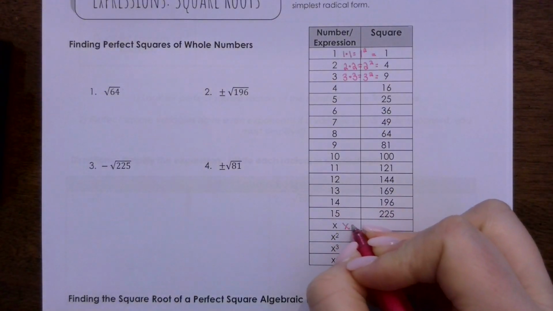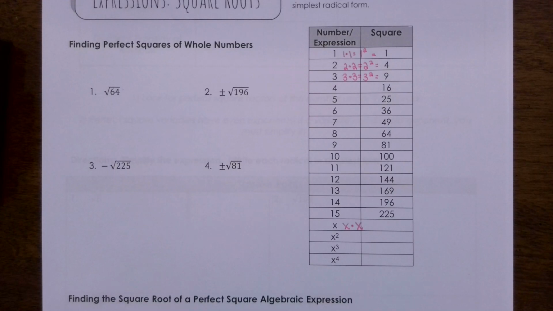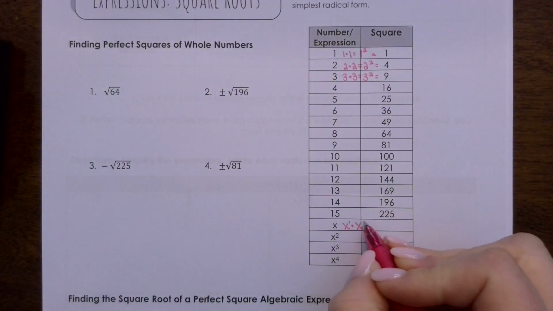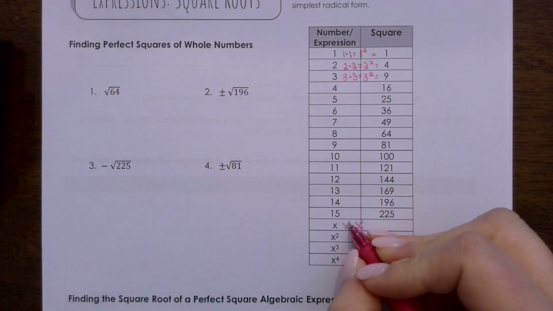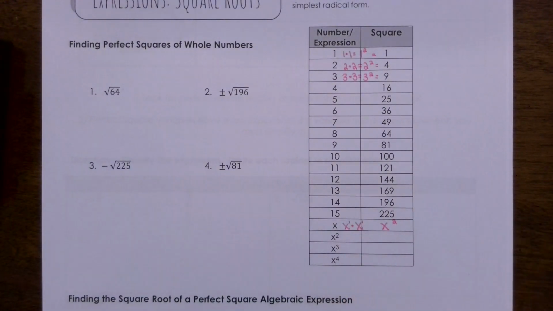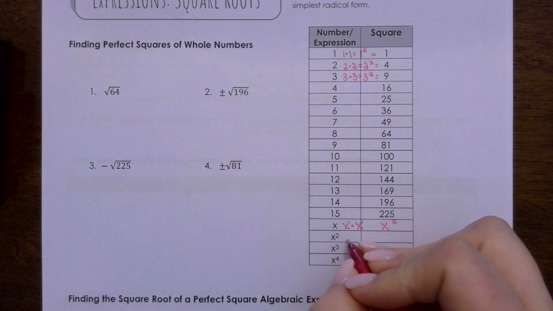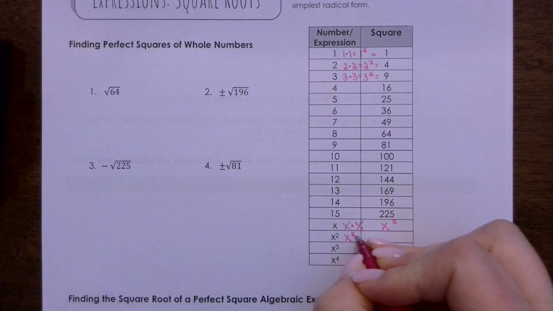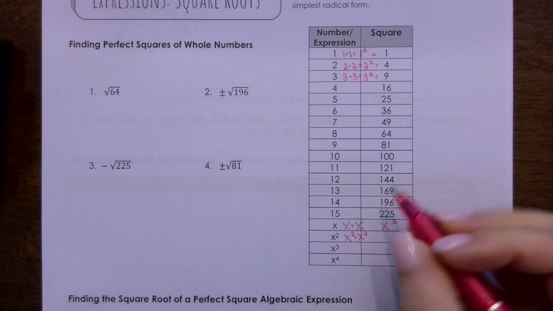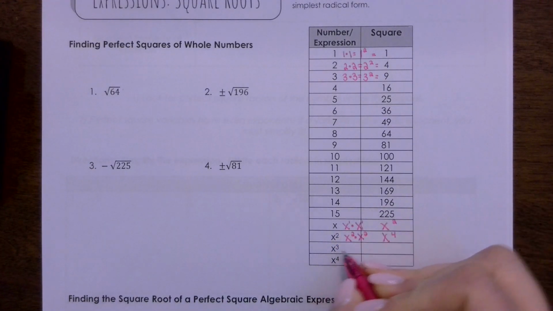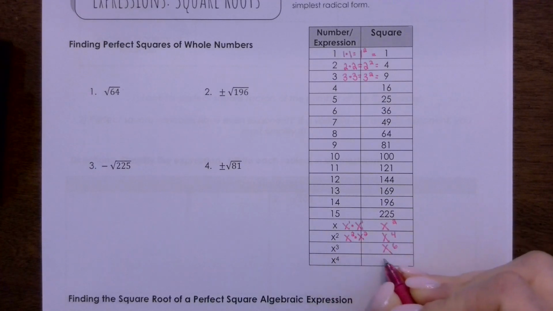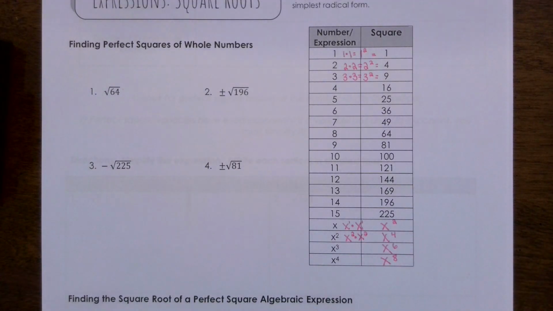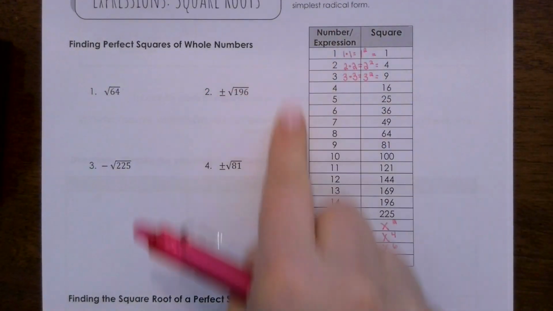What is x times x? Well, in our exponents unit, we learned that when I multiply exponents of the same base, I can add the exponents. So that is 1 plus 1, or x squared. If I want to square x squared, x squared times x squared, I would add 2 plus 2, and that would be x to the fourth. X to the third squared would be x to the sixth, and x to the fourth squared would be x to the eighth. Well, our focus is going to be going in this direction.